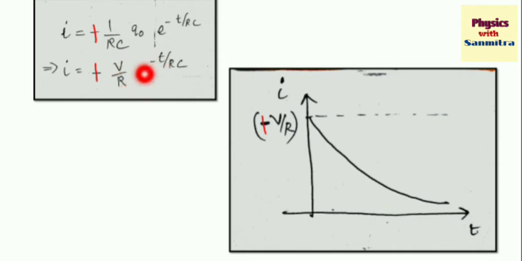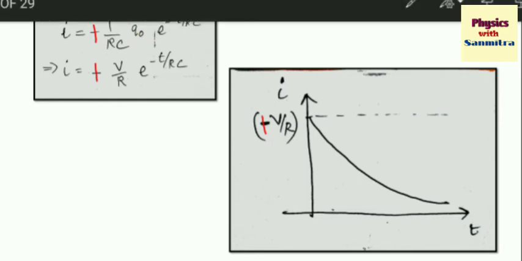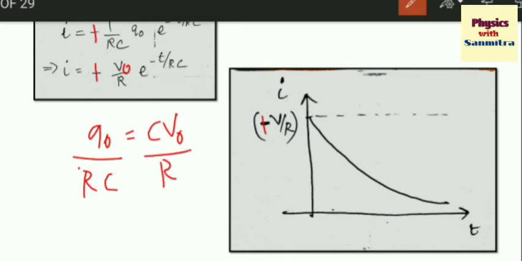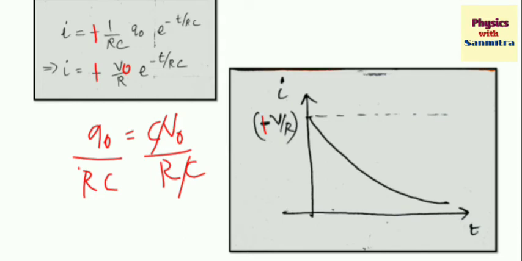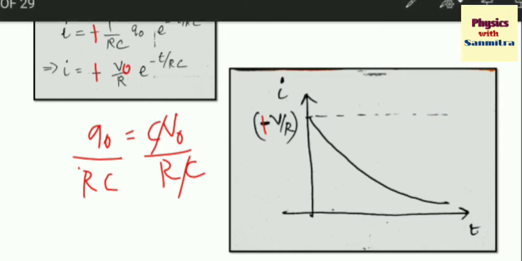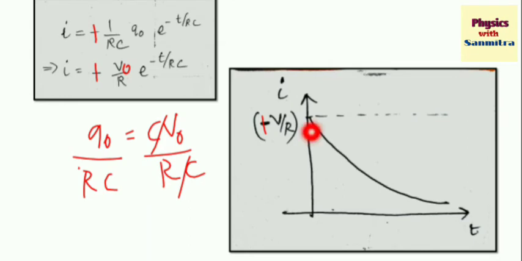So V by R is equal to Q naught into e to the power minus t by RC. What is Q naught? Q naught is equal to C into V naught, divided by RC. So now Q naught by RC will be V naught by R, that is the initial current. So it will be V naught by R, and the current will slowly start decreasing. Since the charge is decreasing, the rate of flow of charge will also decrease.